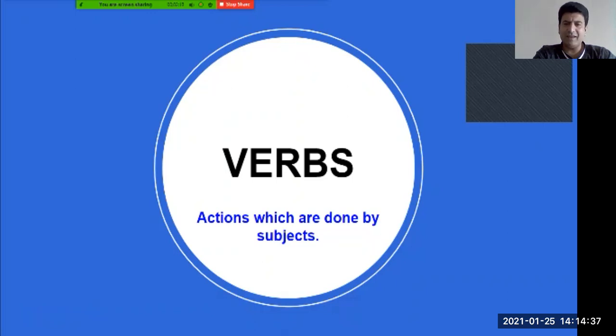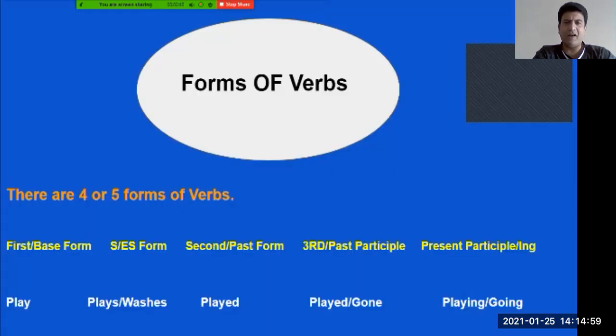And in a sentence, there are three important features. The first one is subject. We call it like doer of action. The second one is action, which is action itself. And the third one is object, receiver of an action. So let's go towards the forms of the verbs.